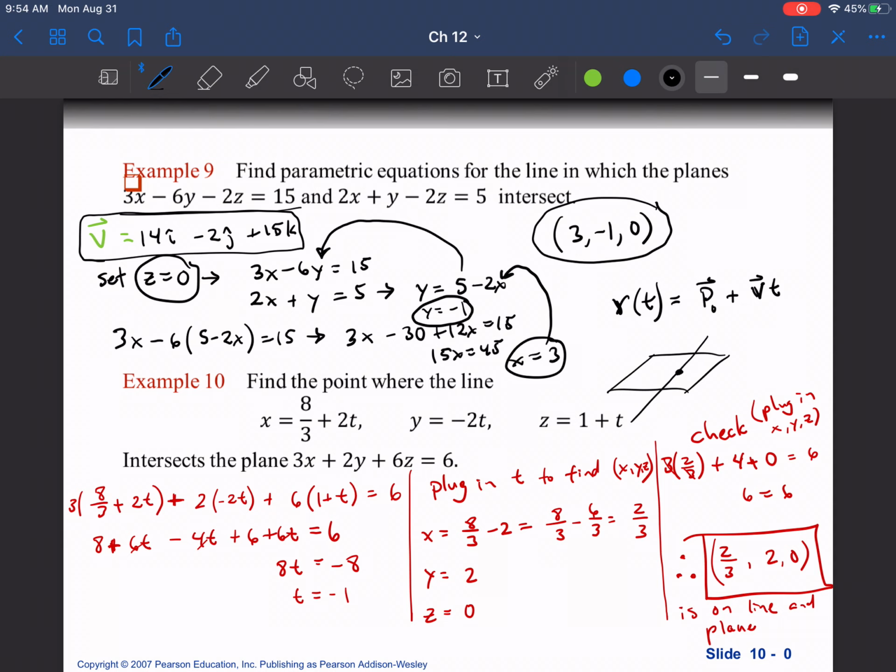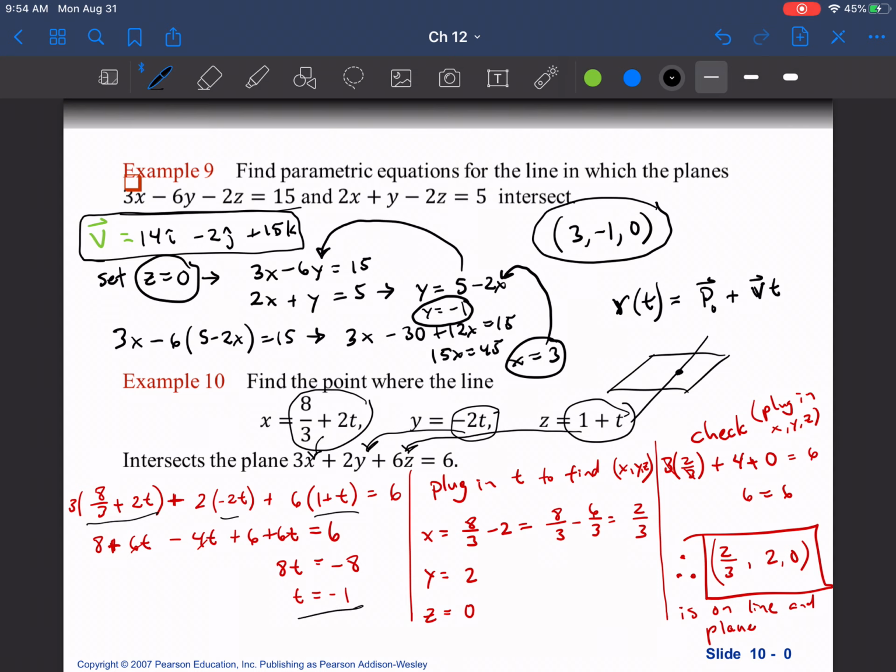Well, this can be done by simply plugging in the x values for x, the y values for y, because what do we want to do? We want to find where both of these are true at the same time, where they are equal. In other words, a point that is both on the plane and on the line is the point where they intersect. So I plug in all those values, which I did here, 3 times x, 2 times y, 6 times z, and I solved it for a value of t.